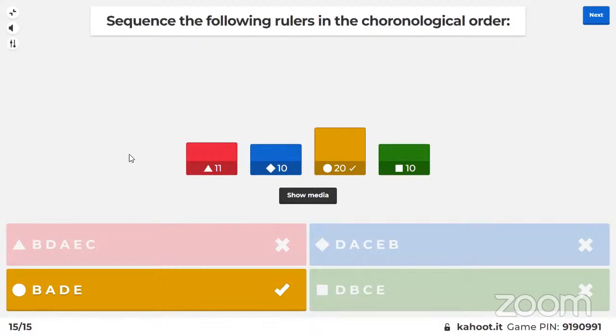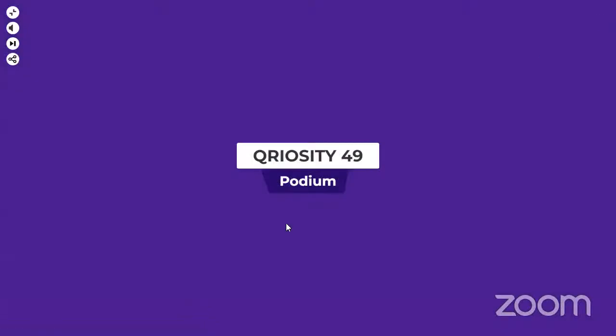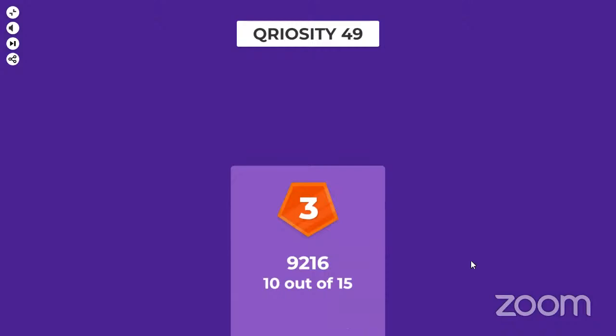All right, so that is the chronology of these Mauryan kings, Mauryan empires. So now let's move on to the podium where we'll see the final results screen.